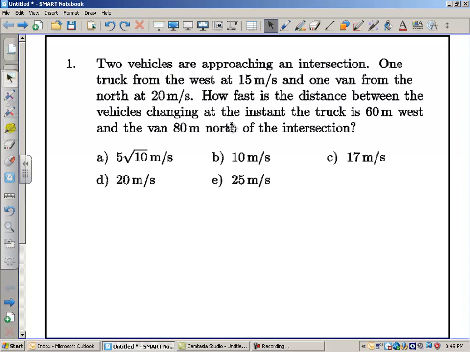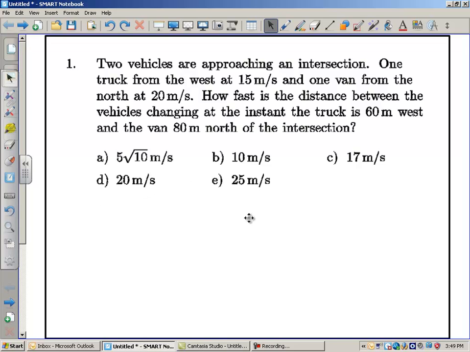We're going to do a couple more examples of some related rates questions, so let's just go ahead and get started. I've got two vehicles approaching an intersection. I've got a truck from the west going 15 meters per second. Got a van from the north at 20 meters per second. We want to know how fast is the distance between the vehicles changing at the instant the truck is 60 meters west and the van is 80 meters north.